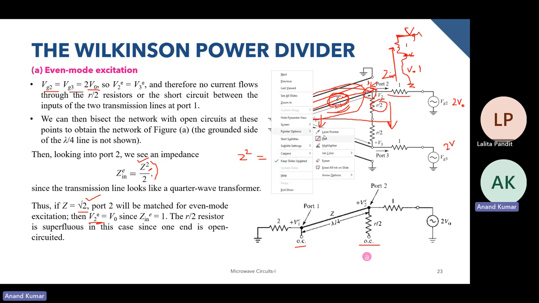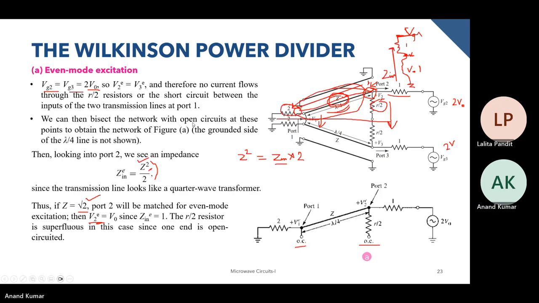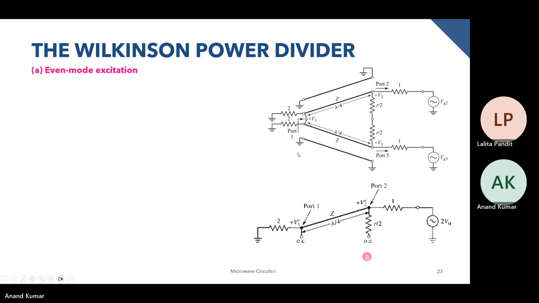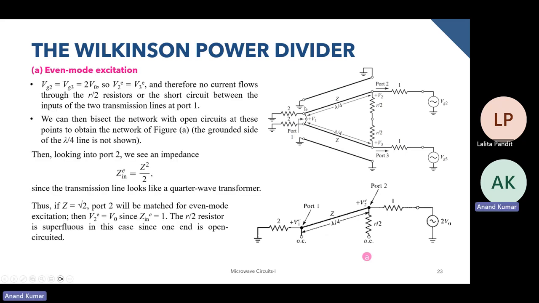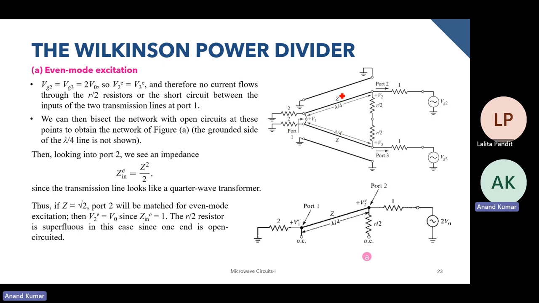Okay, so maybe this became a little crowded. Maybe I can just exit over here, discard this and try this again. So the thing is, if this Z becomes root 2, as we have discussed, this entire arm will become matched. And once this entire arm becomes matched, the impedance over here will look like Zin, which is equal to 1.